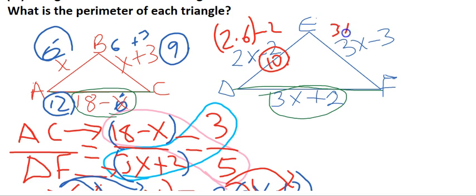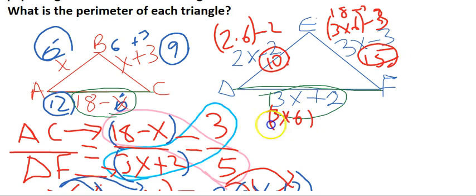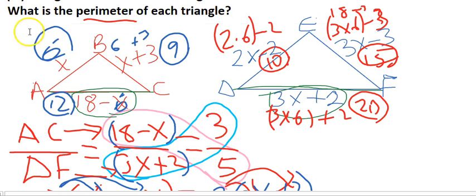Okay, here is 3 times 6 minus 3. So 3 times 6 is 18, minus 3 is 15. So here you have 3 times 6 plus 2. Okay, so that gives us 20. So now we have all the sides. We can find the perimeter. That's what they asked us to find, the perimeter. Perimeter means adding them all up. So the perimeter of this one is 6 plus 9 plus 12 equals?